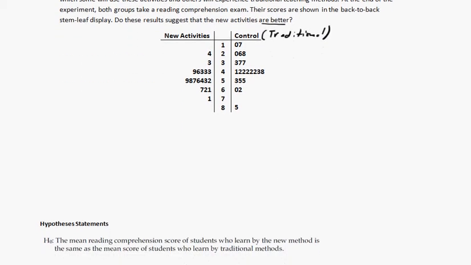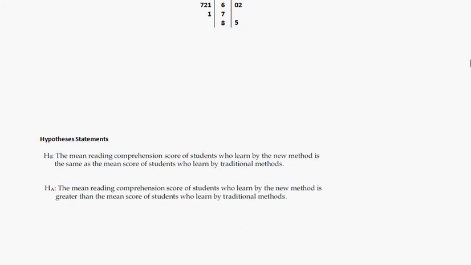Okay, so I've written the hypothesis statements here. The mean reading comprehension score of students who learn by the new method is the same as the mean reading score by students who learn with the traditional method. Okay, and in here we say the same thing, but we say greater than.